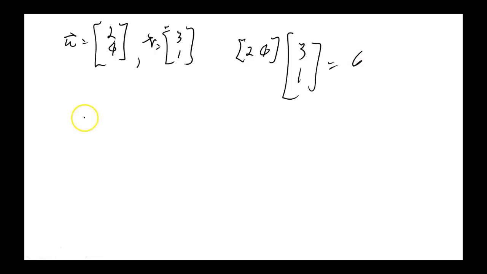How about these two? E: u equals 1, 2, negative 1. v equals 3, negative 2, 4.